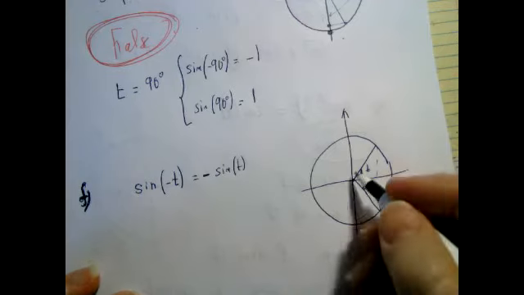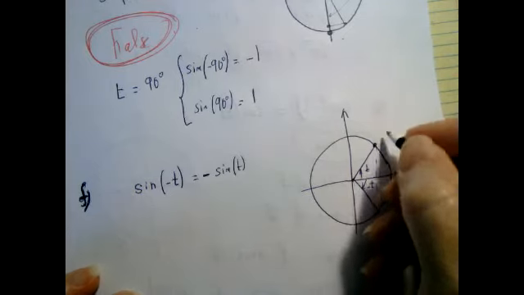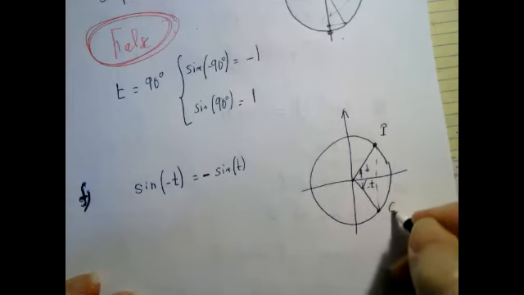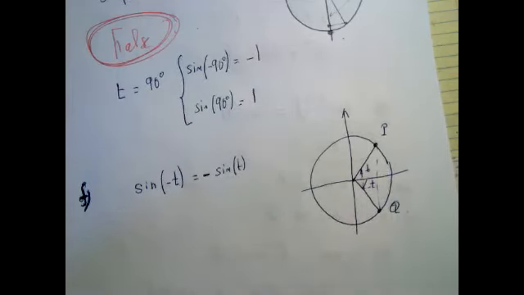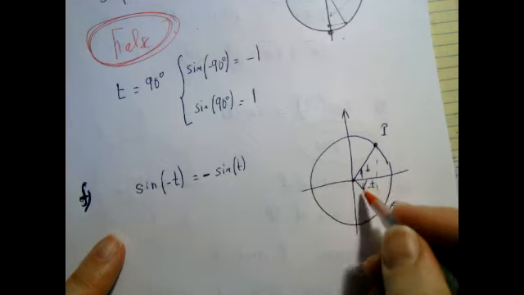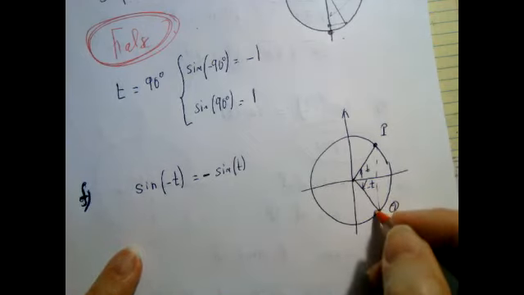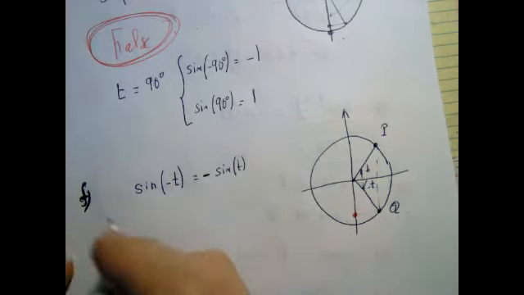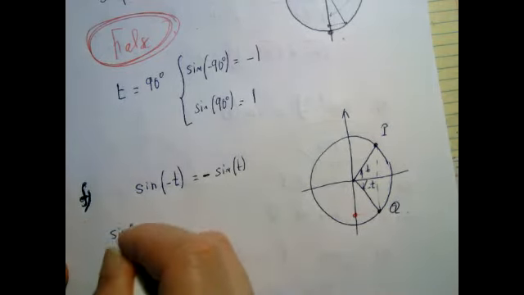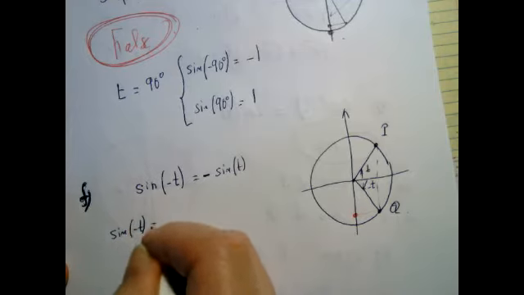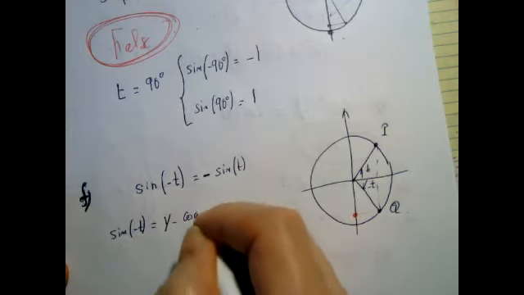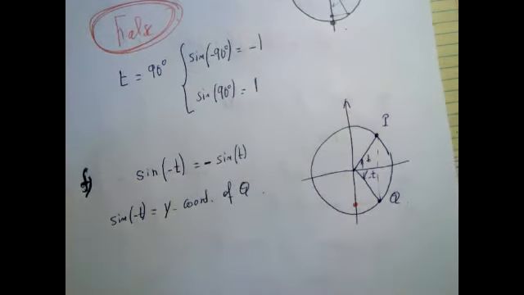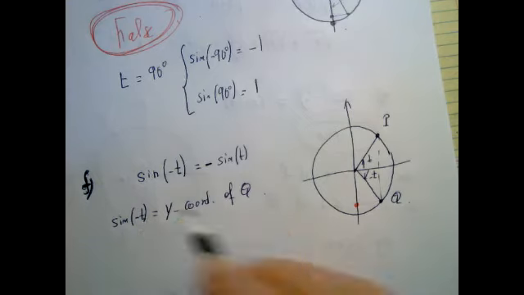Let's look at the unit circle. If this is the angle t, I'm going to call this P. This is minus t. I'm going to call this Q. All right, let's watch the picture. What's the sine of minus t? The sine of minus t is the y coordinate of Q. Okay, so I'll keep watching.